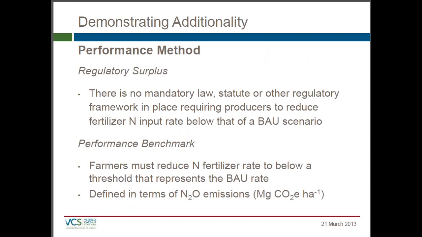This business as usual rate is based on the historical yield goal approach and has been shown to be common practice throughout the region and the US in general, and that's identical to the calculated baseline N rate of the project using either approach 1 or approach 2. Next slide, please.